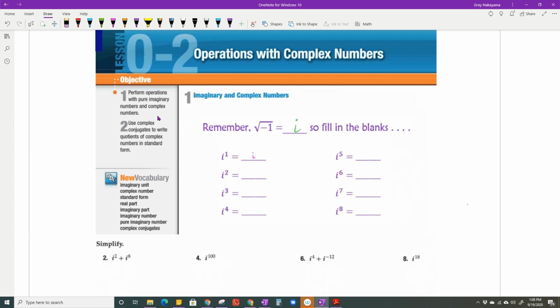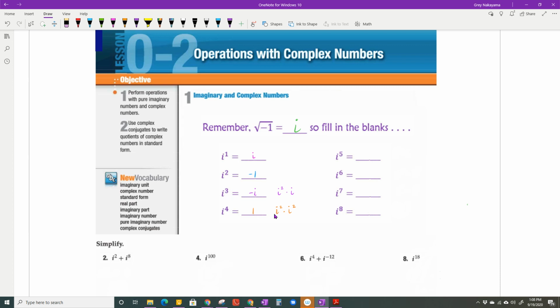So i to the first is i. And i squared, well, what do you get if you square this number? You square i, you get i squared. Square the square root of -1, and you get -1. So i cubed is going to be i squared times i. So if I multiply these two together, I'm going to get -i. And then if I multiply i squared times i squared, well, that's -1 times -1, so that's +1.